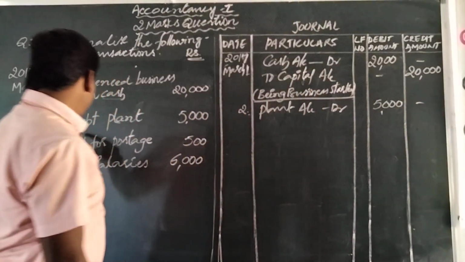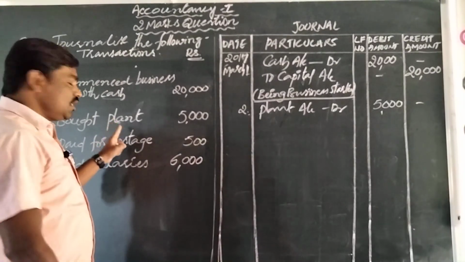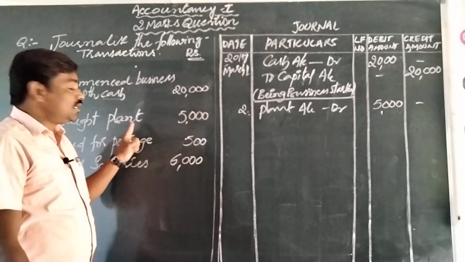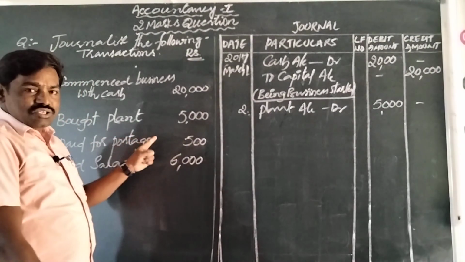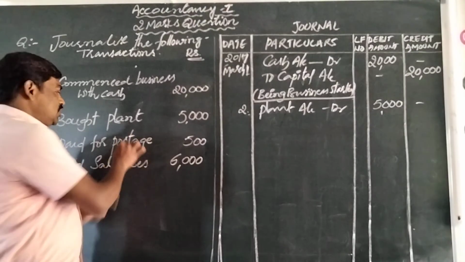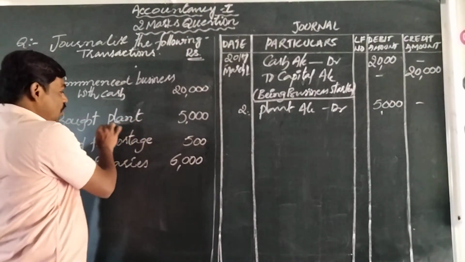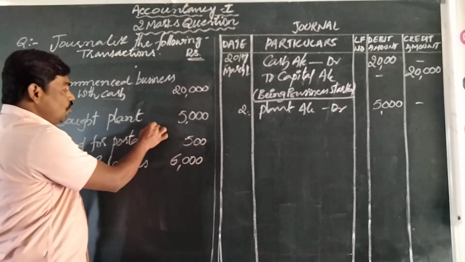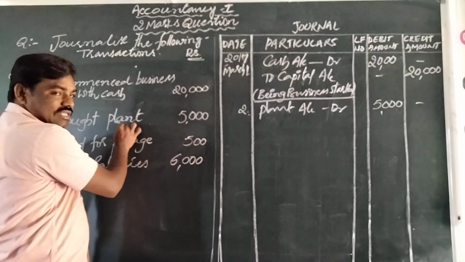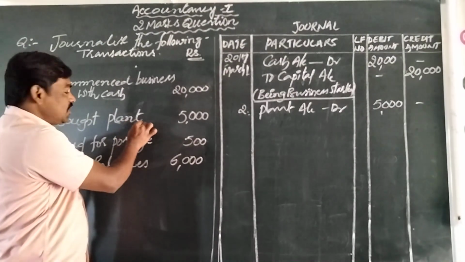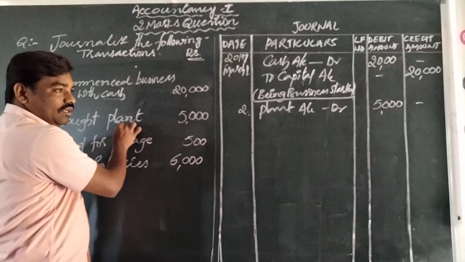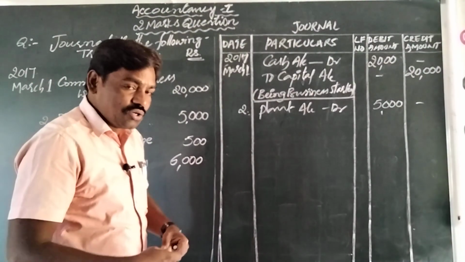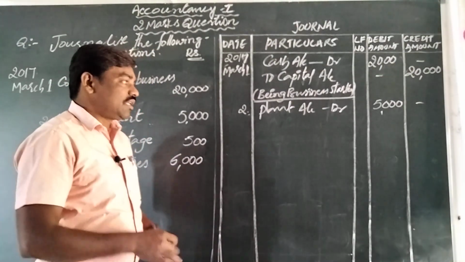And see, here only one aspect is there. When there is only one aspect without any information, then you think that is the cash transaction. Here only one aspect is in this transaction, that is bought plant, and another aspect is not available in this transaction. So when there is no second aspect in the transaction, then you think that is the cash transaction. So here we purchase the plant for cash. So when we purchase the plant for cash, is cash coming into the business or going out of the business? Cash is going out of the business.